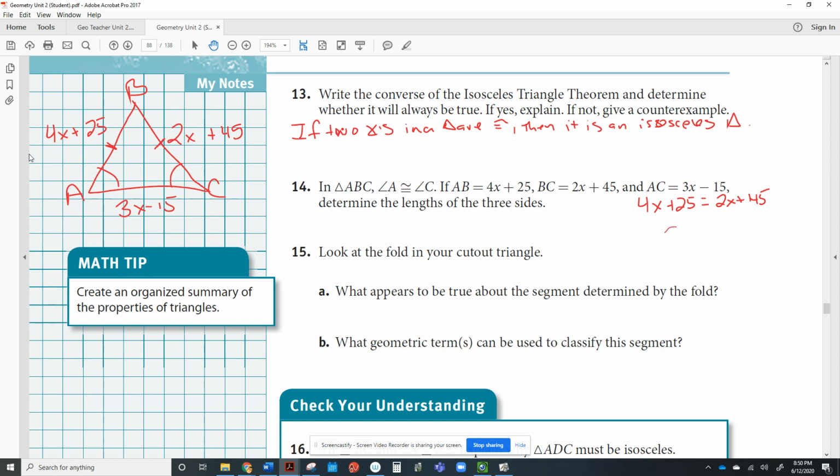So I'm going to subtract 2x from both sides. I'm going to subtract 25 from both sides. 25 from 45, I think that leaves me 20. So x is equal to 10.